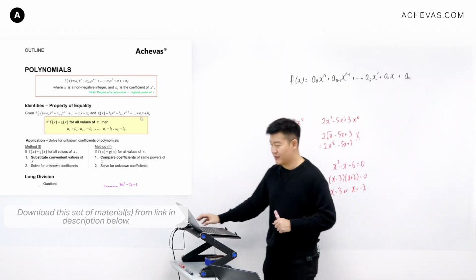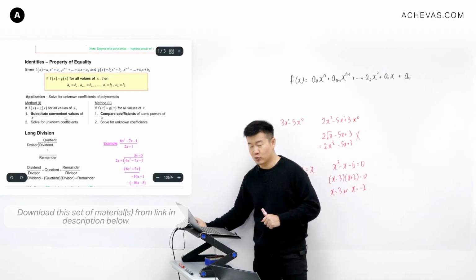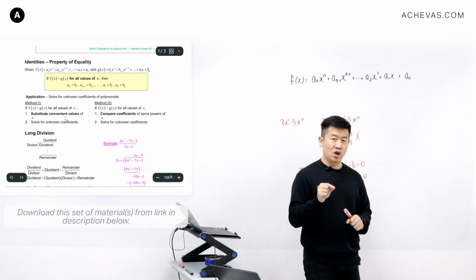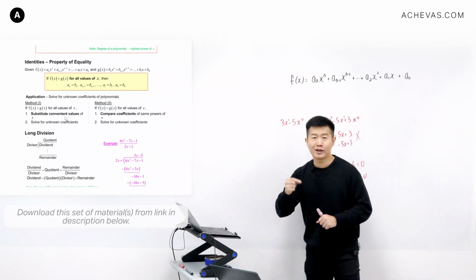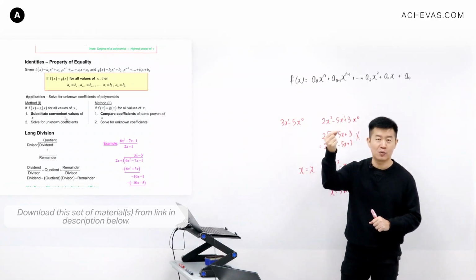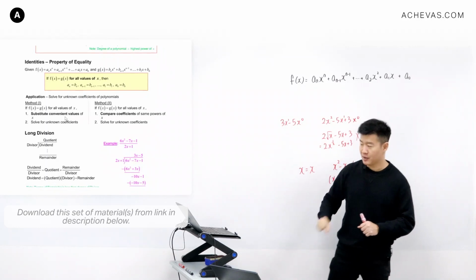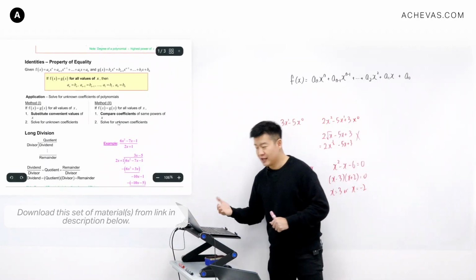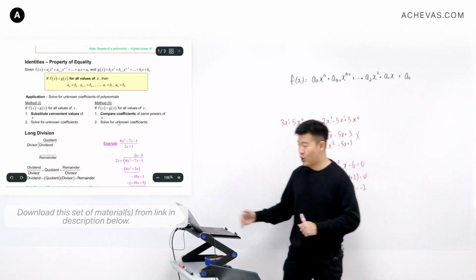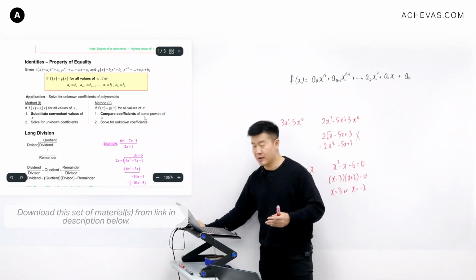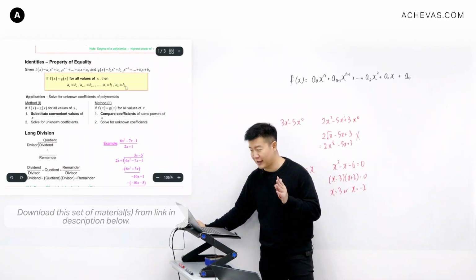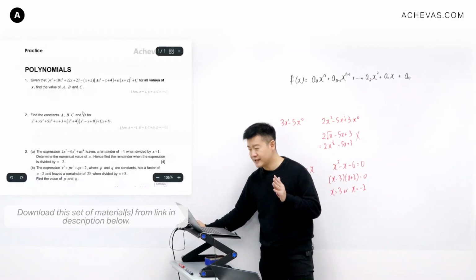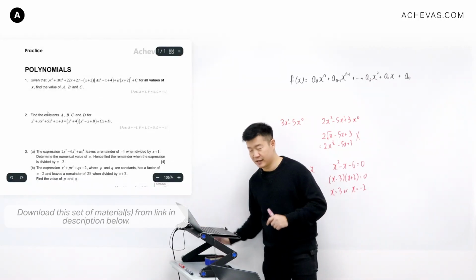The two possible methods will be to either substitute convenient values of x, or we can also try to compare the coefficients of the same powers of x. Okay, so we have two methods: substituting convenient values or comparing coefficients of the same powers of x. Let me give you an example. Let's say we have this question number 1. Let's take a look at it.